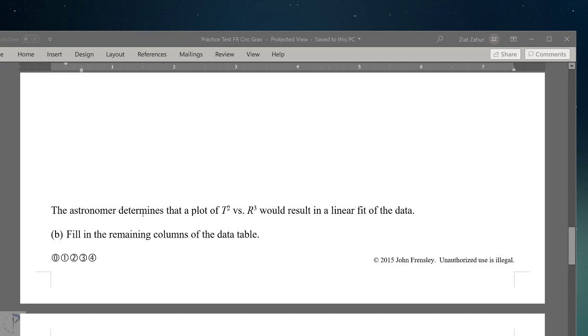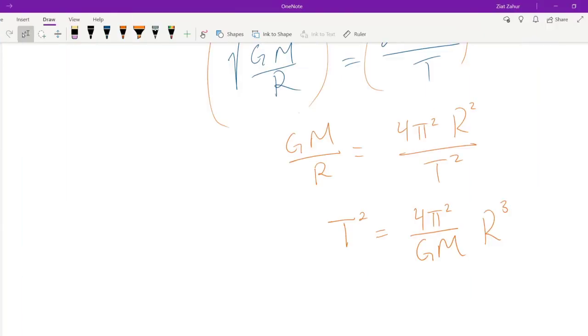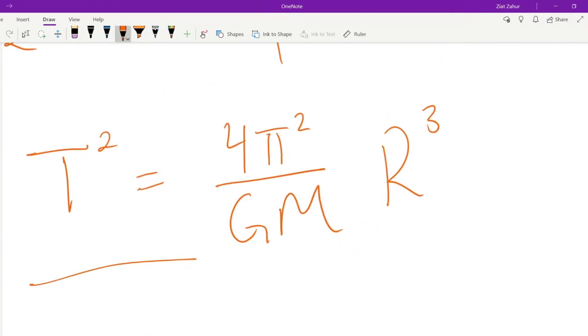The astronomer determines that the plot of T squared versus R cubed would result in a linear fit of the data. Ooh, how did he determine that? Well, before we do the problem, based on what you found, how can you determine that if I were to graph T squared and R cubed? Hint, hint, hint, take a look at what we arrived at here. T squared versus R cubed, I get a straight line, a linear relationship.